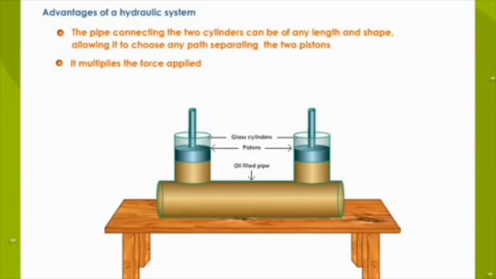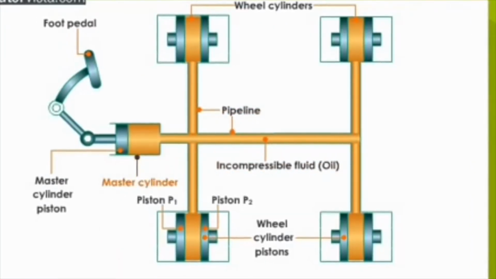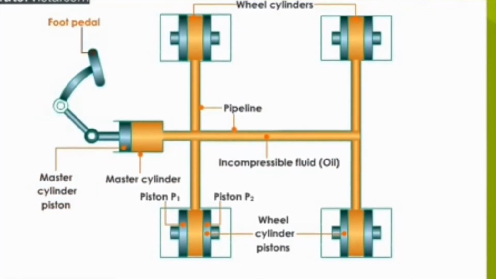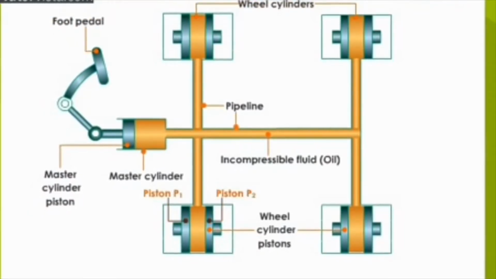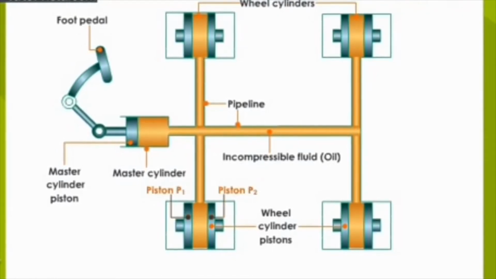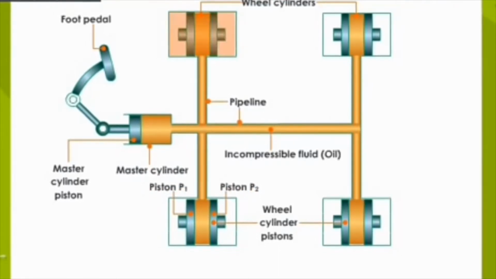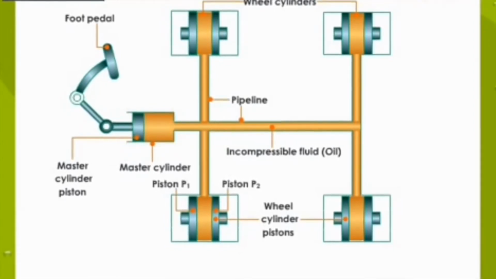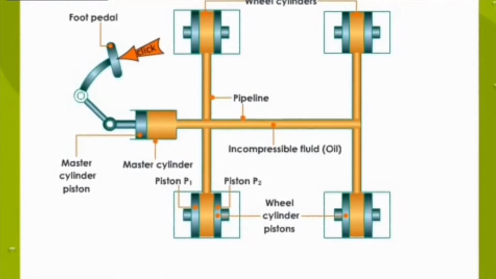This is very important. Now let us see the working of the hydraulic braking system. One end of the pipeline is connected to the master cylinder, which is connected to the foot pedal, and the other ends of the pipelines are connected to the wheel cylinders as shown. There will be two pistons acting at the ends of the cylinders. Let us call these P1 and P2. If you carefully observe, the area of cross section of the master cylinder is small when compared to the area of cross section of the wheel cylinders.